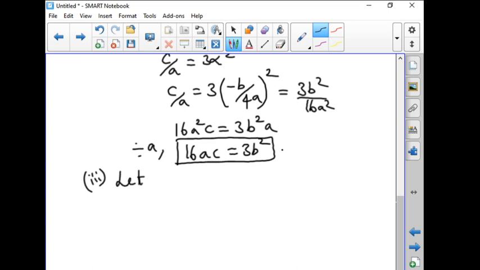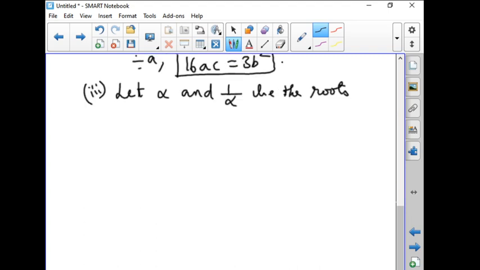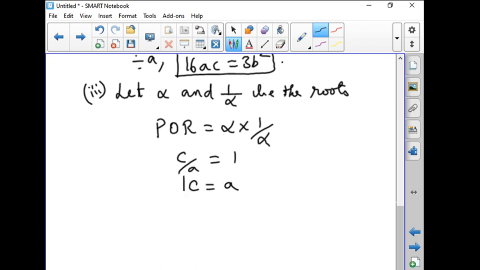Next, number 3, one root will be the reciprocal of the other. So let alpha and 1 by alpha, that is the reciprocal, be the roots. Instead of taking the sum of the roots, here we can easily take the product of the roots, which is alpha into 1 by alpha. Product of the roots from the given problem is c by a is equal to 1. So the condition here is c is equal to a. So from the given data, we have found the condition for one root to be the negative of the other, thrice the other root, and the reciprocal of the other root.